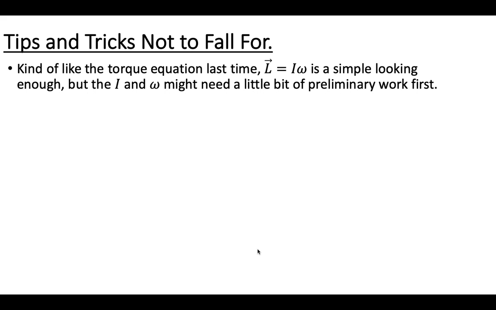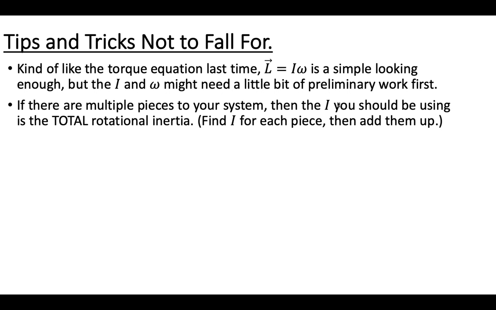Kind of like last time with the torque equation, the equation that we learned today, L equals I omega, is simple looking enough, right? But just like last week, the I and the omega might need a little bit of work before you can jump into the L equation. If there are multiple pieces to your system, then the I you should be using is the total rotational inertia. So figure out I for each piece and then add them up, and that total is what goes into this equation.